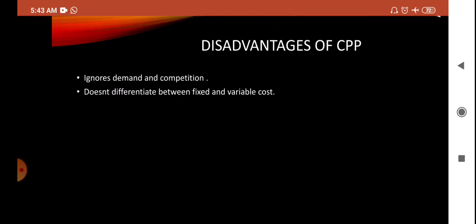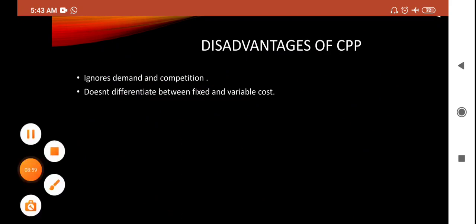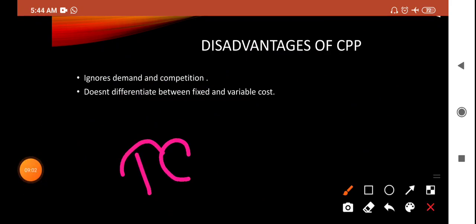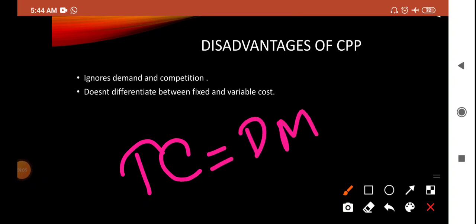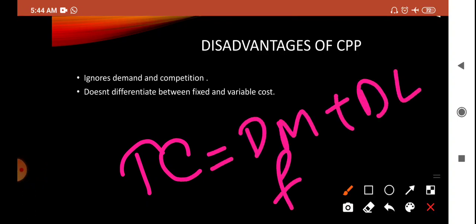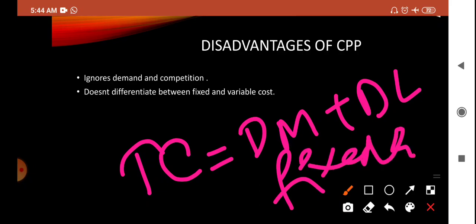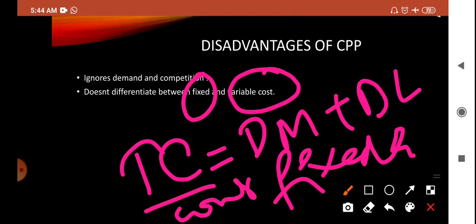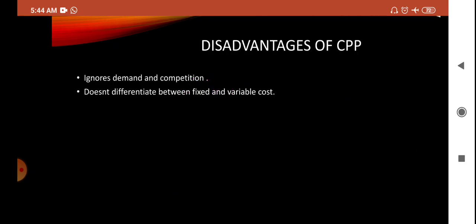So it doesn't differentiate between fixed and variable cost. So here total cost will be considered, that is direct material, direct labor, all the fixed cost, and the administrative and selling expenses. It doesn't differentiate between the fixed and the variable cost. Here the total cost is constant, they don't differentiate between the variable and the fixed cost. That is the disadvantage of cost plus pricing here.